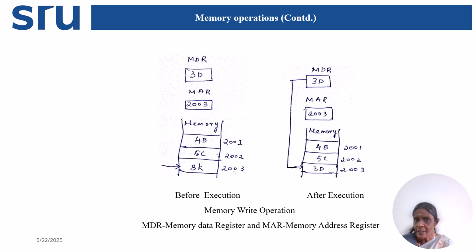So what to write? Already it is given in the memory data register, 3D. This 3D is to be written into 2003. That is why the direction is given like this. This 3D is going to 2003. Already 2003 contains 3K. Now the write operation. Write operation means the previously stored data will be completely removed.